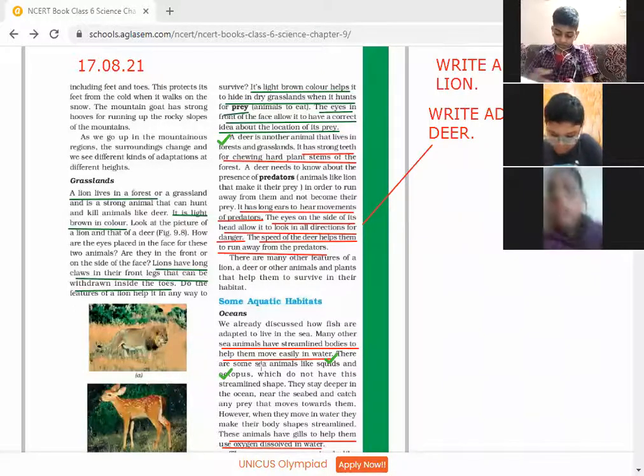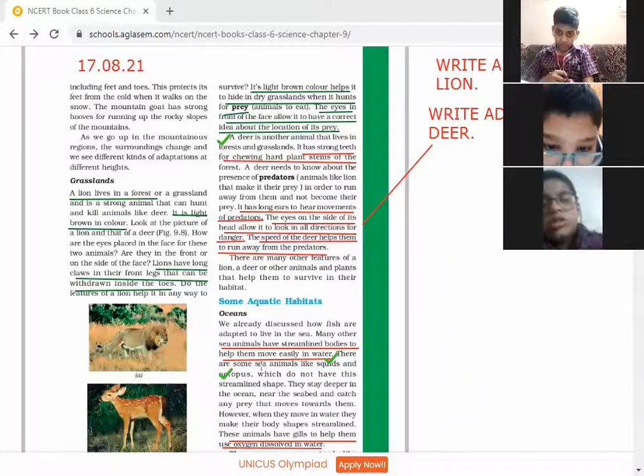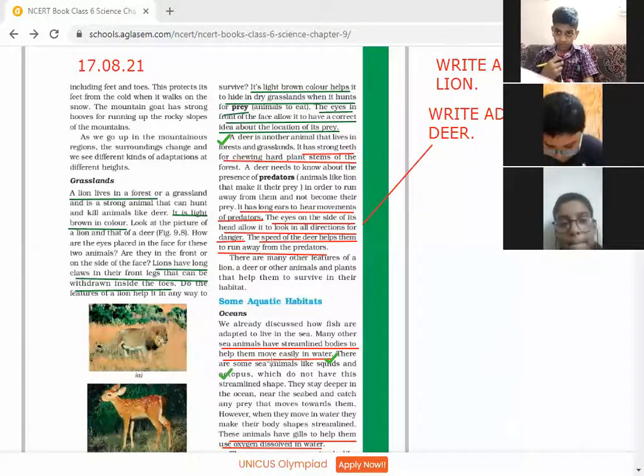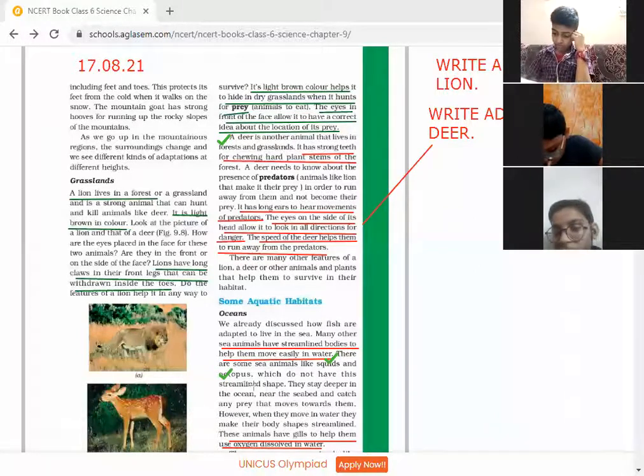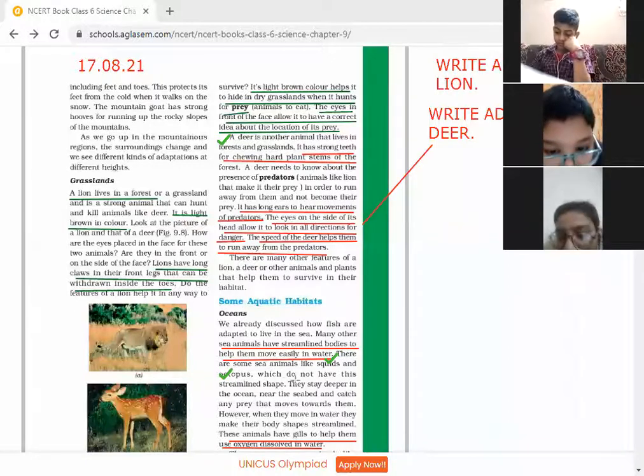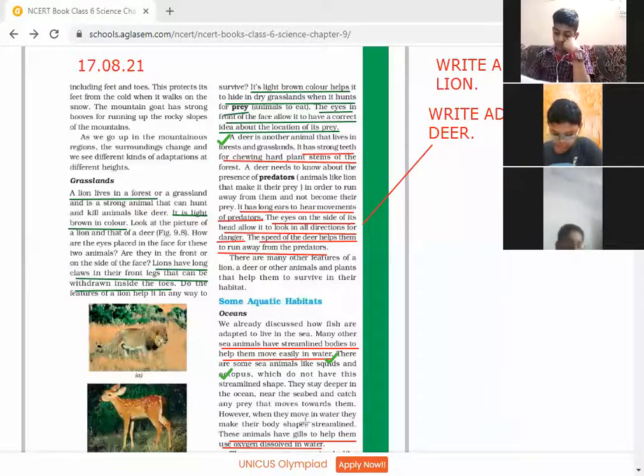So kindly mark these questions. Whatever I had underlined, just underline. First is all the sea animals have streamlined body. But here, squid and octopus are the exceptions. They do not have the streamlined body. They live in the seabed and catch their prey there.